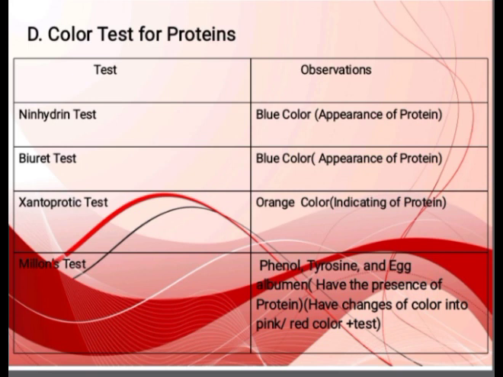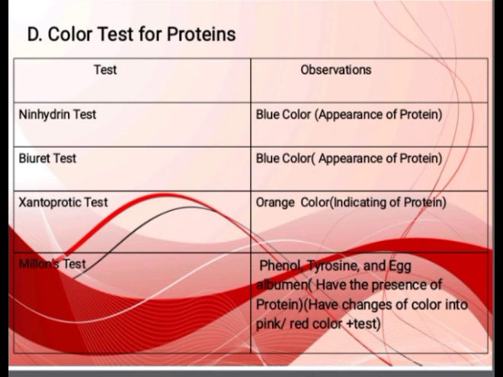Color tests for protein. We have the ninhydrin test. Observation: blue color, indicating the presence of protein. Biuret test: blue color, indicating the presence of protein. Xanthoproteic test: orange color, indicating protein also.